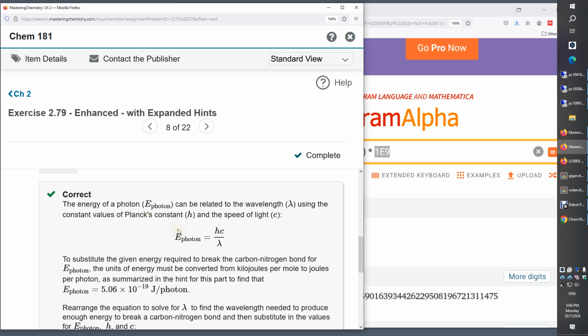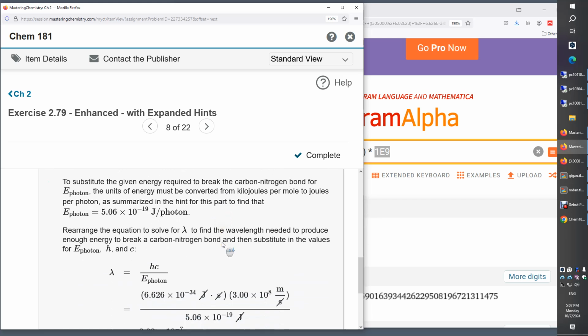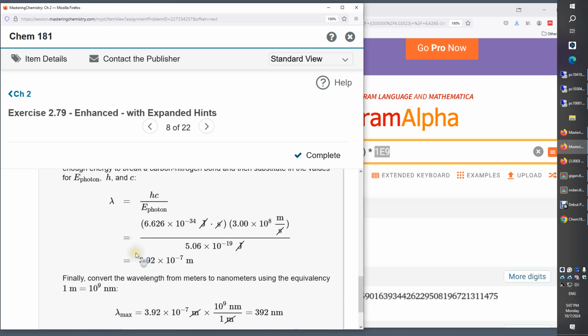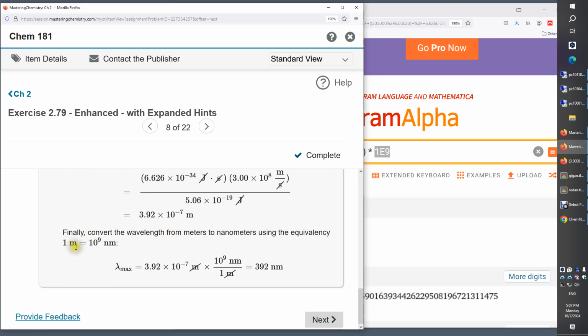Let's look at Mastering Chemistry. We need to know this equation. The energy of the photon is hc over lambda. All right. And how did they get this? Well, this is the amount of energy needed to break one bond, one single bond, not one mole of bonds. And this is how you compute lambda. Finally, they also convert meters to nanometers in the end.